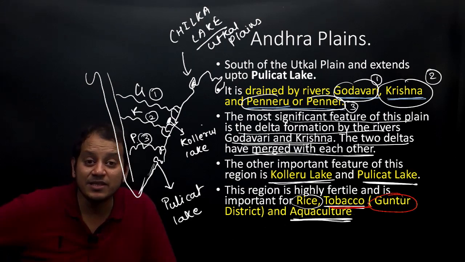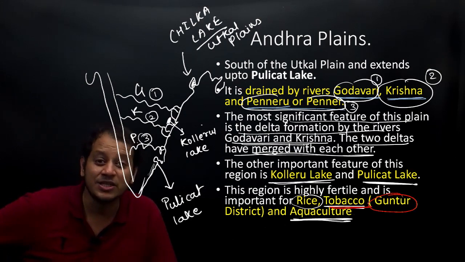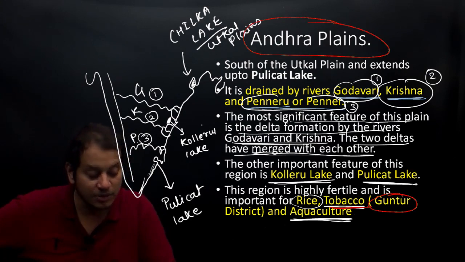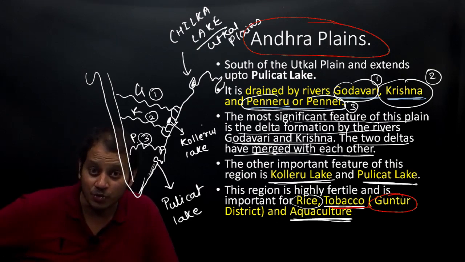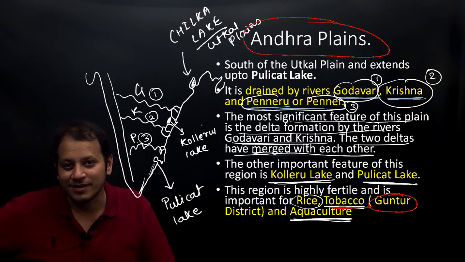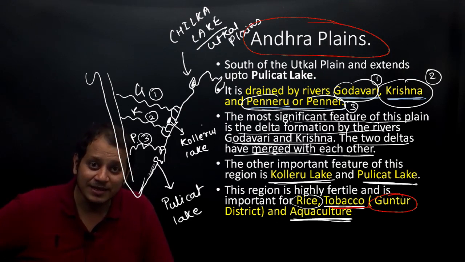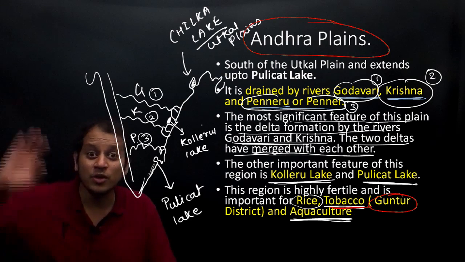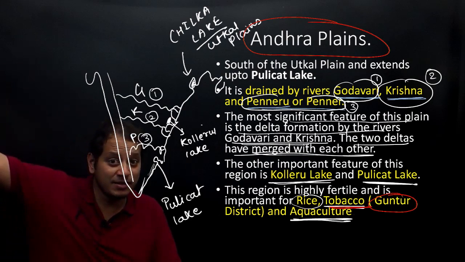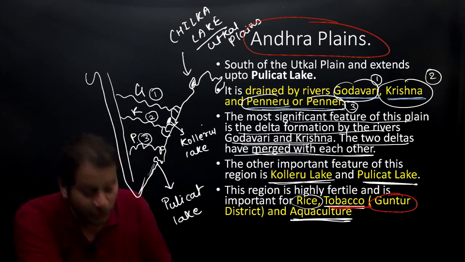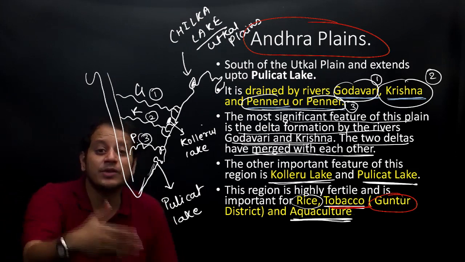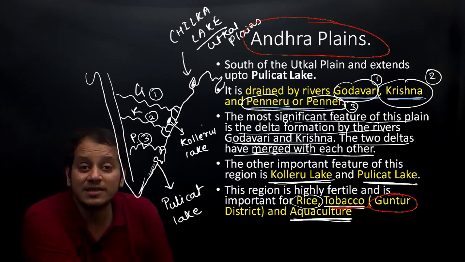Guntur district lies in which state? In Andhra Pradesh. In which physiographical formation? In the Andhra Plains region. Remember, tobacco, Guntur. Chikmagalur, coffee. Mandya, sugarcane. Remember these districts. Though Chikmagalur we have done earlier on the west coastal plain, in the Western Ghat region. Mandya, we will come to that while doing the river system. So, this is an important feature.